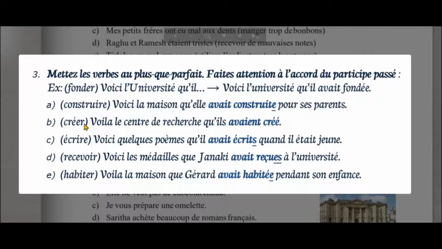The next one, créer, meaning to create. Here is the research center that they had created. Now here, research center is masculine, so there's no change. You just put the avoir in the imparfait form, which is here, AVAIENT, followed by an ER verb. So you cut ER, add E acute. So that's how you get this answer.